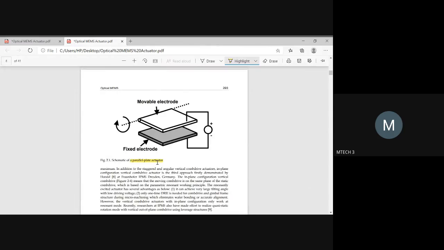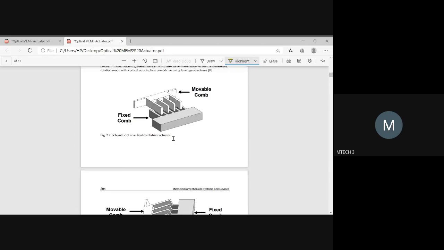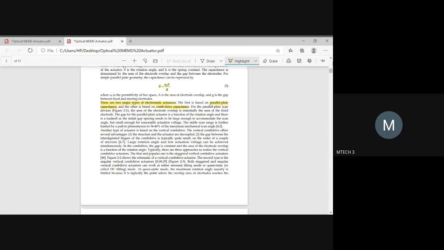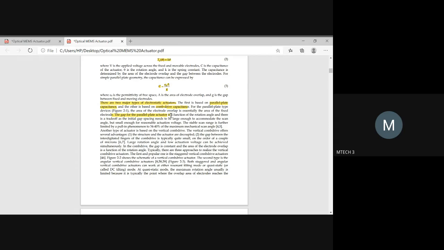One is a parallel plate actuator. Another one is the combo drive actuator. Both come under electrostatic actuators, so based on the requirement, you can select which is needed. You should know why the gap between the electrodes is needed. For a parallel plate actuator, it is needed because you need a function of rotating angle, and there is a trade-off as the initial gap spacing is needed. Mainly we use this to get the required actuation voltage.